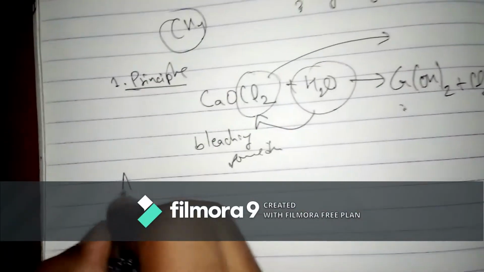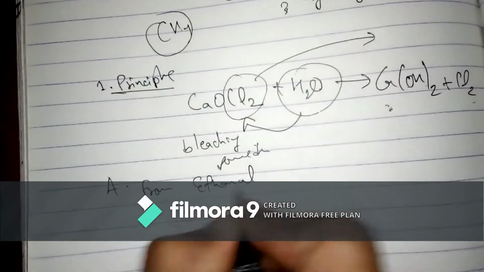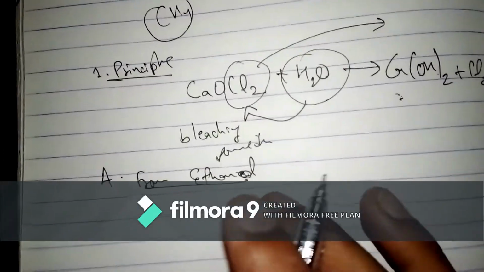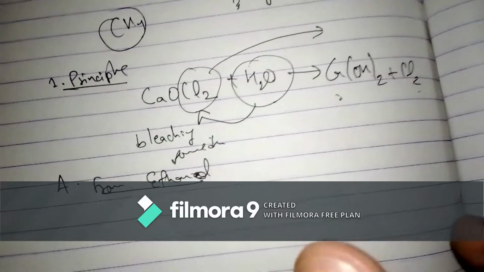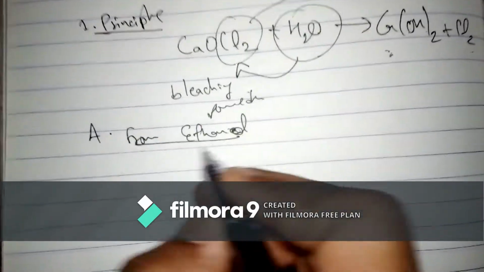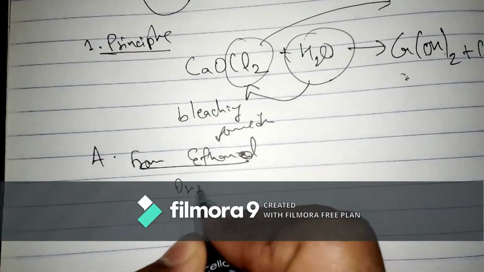Now A, which is from ethanol. How is chloroform prepared from ethanol? Don't get confused between ethanol and ethanal. Ethanol is different and ethanal is different. I'll tell you how they are different. See, this is ethanol. So the first step is oxidation. So write oxidation first of all.